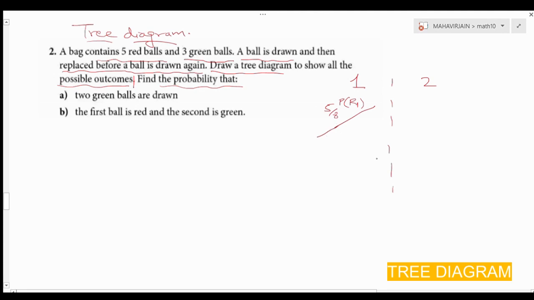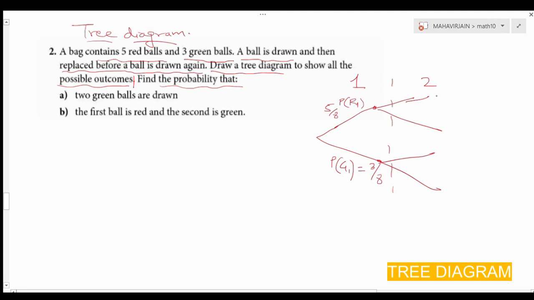Next comes the probability of a green ball in the first draw. So that is equal to what? That is equal to 3 by 8. I hope that is clearly understood. Once this is done, now this will branch out into 2 for the next event. This branches out for 2. In a similar way, this branches out for 2. So this is how we say this is a tree diagram.